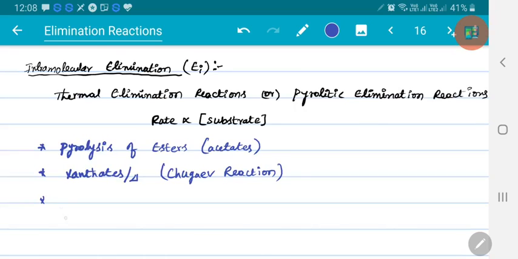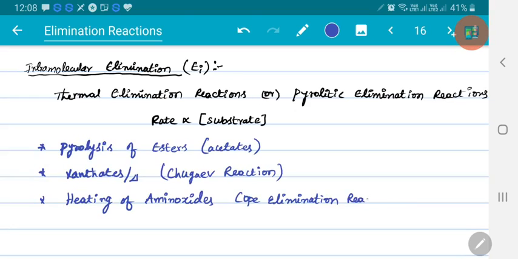Next, another condition, the Cope elimination reaction. That means heating of amine oxides. That is the Cope elimination reaction. Right? The Ei mechanism is observed in Cope elimination reactions, the Chugaev reaction, pyrolysis of acetates, and so on. Right? Now let me observe that.